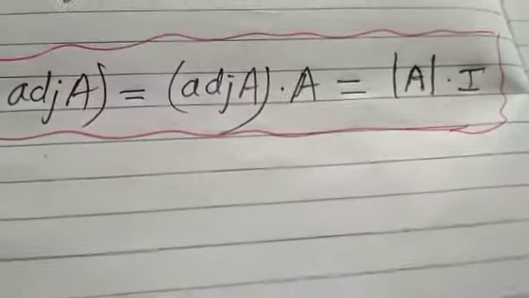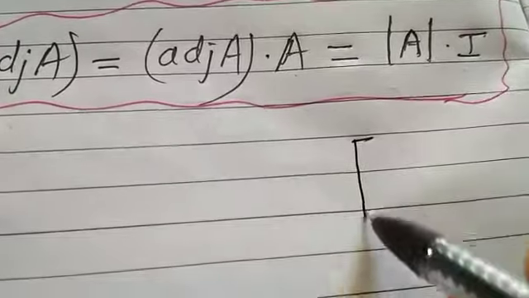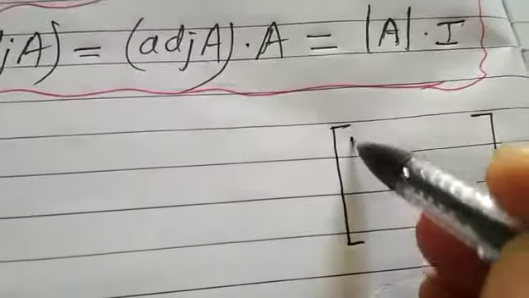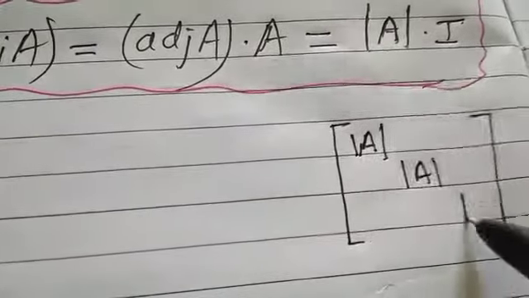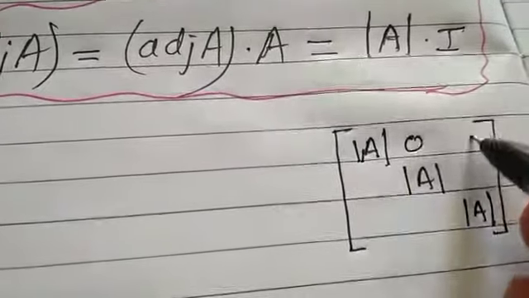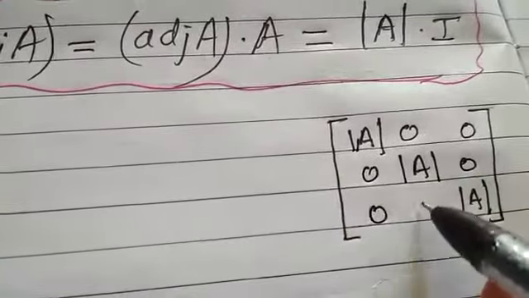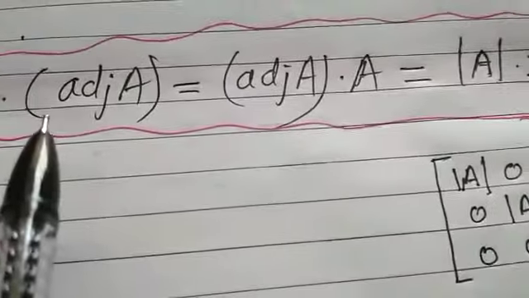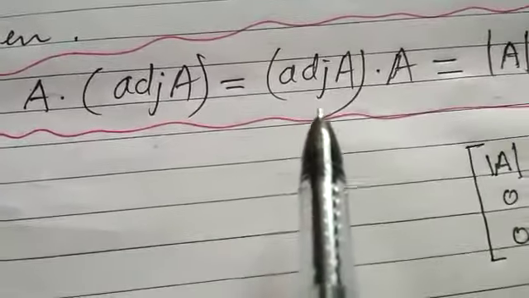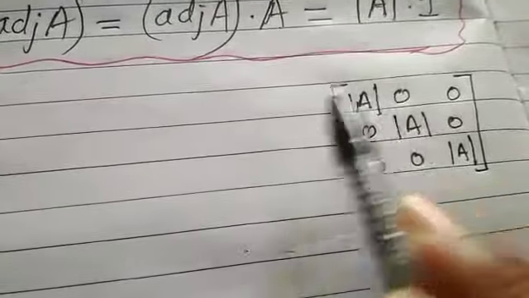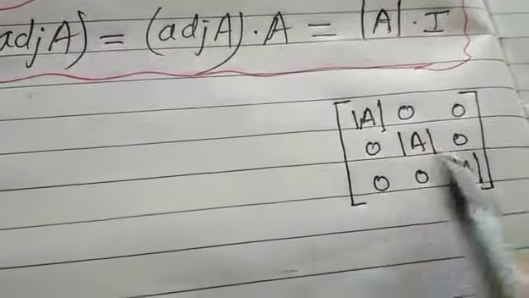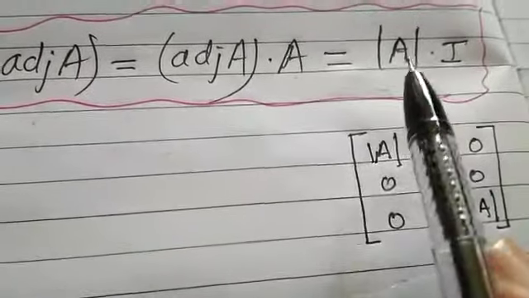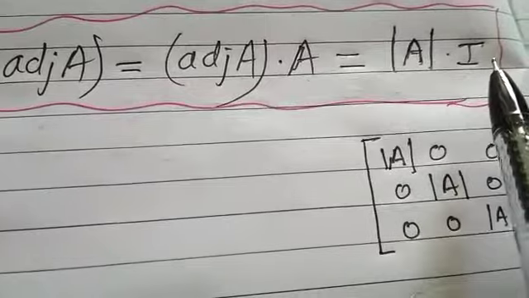This particular term means that there is a scalar matrix wherein all diagonal positions are occupied by determinant of A. This is what a scalar matrix is. So you should remember that the product of A and adjoint of A, which equals adjoint of A times A, is nothing but the scalar matrix which has determinant A in place of the diagonal elements, or we can say it is determinant A times the identity matrix.